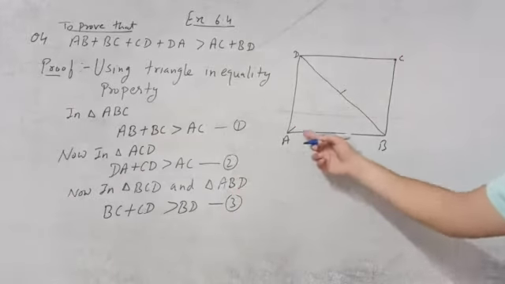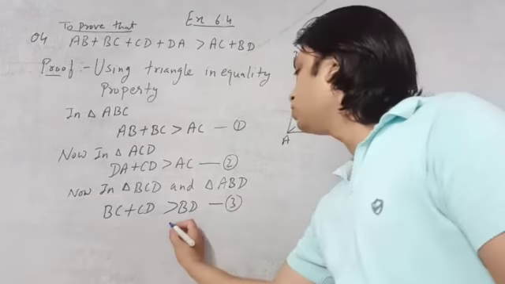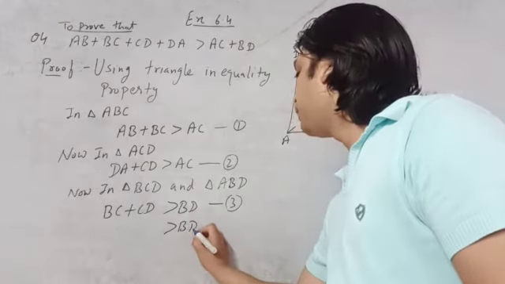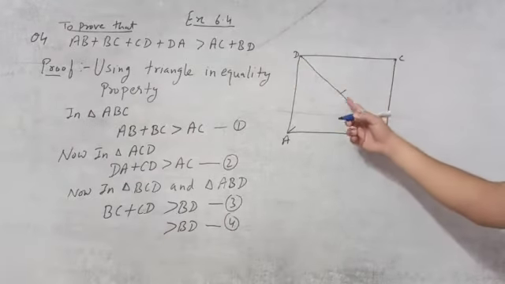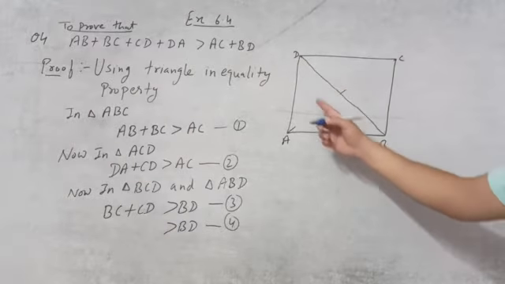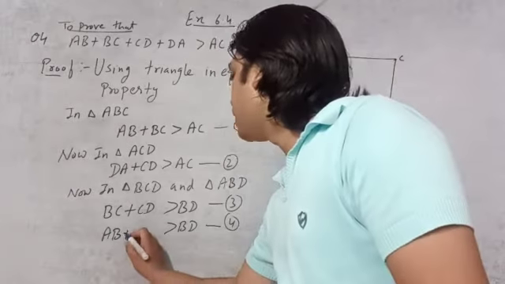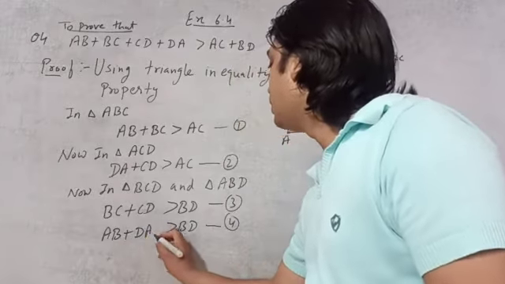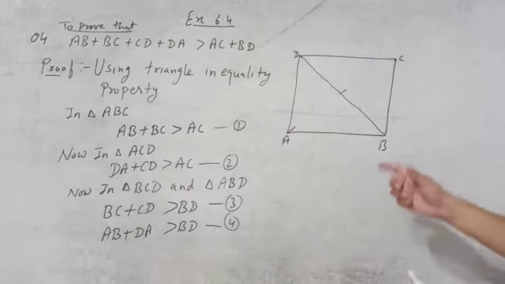Now see triangle ABD. Here also, after greater than we need this BD. So we will write greater than BD. And before greater than, what will we write? What two sides remain? This AB and DA remain. So we will write AB plus DA. So these 4 equations we have got from these 4 triangles.